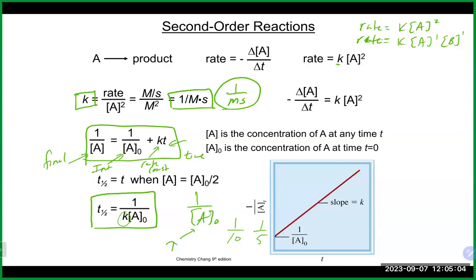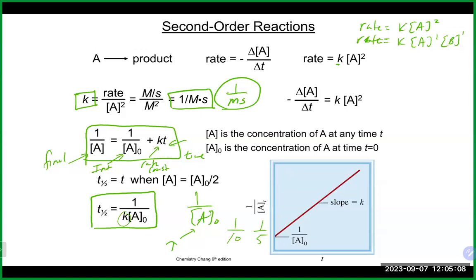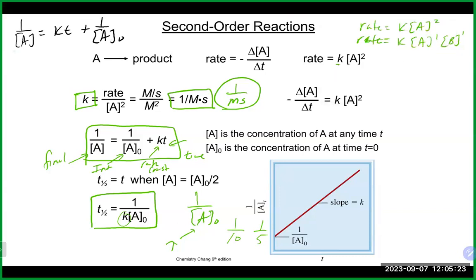We also can take that integrated rate law and rearrange it in the form of a straight line, and that would be 1 over A is equal to kt plus 1 over A naught. That would be the form of a straight line, our y is equal to mx plus b.